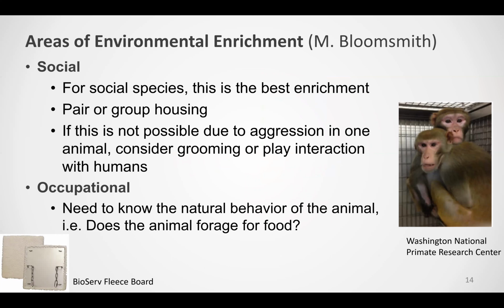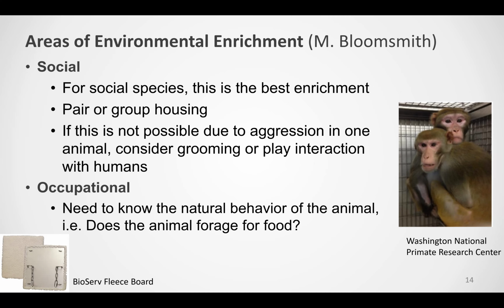Social. Social is one of those areas that relates back to the type of animal. Is this animal normally living in social environments, for example, in the wild? If it is, the best enrichment you can provide for that animal is to put them in a social setting. There are several species that have hierarchies, and that's also very important so that animals know where they are in the hierarchy. At a minimum, it's great if you can't group house them, to at least pair house them.